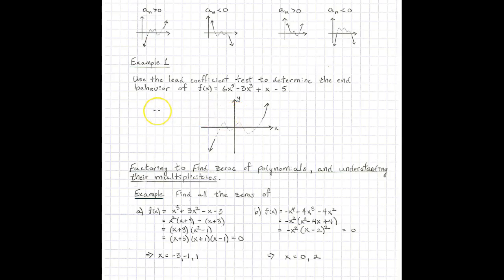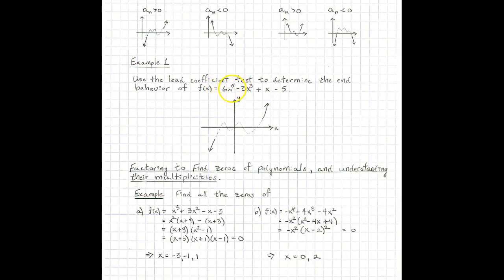So in this example, we want to use the lead coefficient test to determine the end behavior of f of x equals 6x to the 5th minus 3x cubed plus x minus 5. So we're talking about a function that's a 5th degree polynomial. The highest power of x we see is x to the 5th.